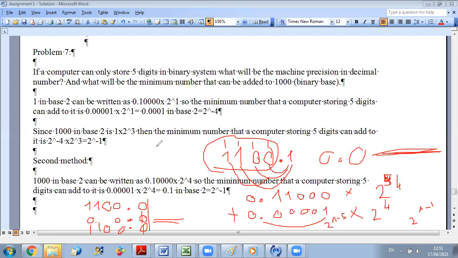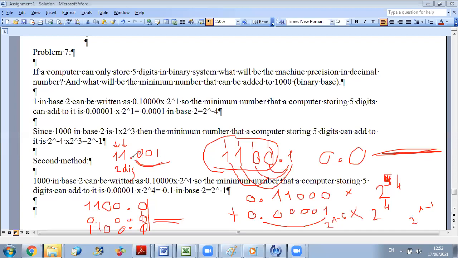Sorry, we can do it directly. Now, if you tell me 11, and it can store 5 digits, then how many digits remain? If it is 11, you can put it like this: 11.001, because the 11 already takes 2 digits, so after the dot I have 3 digits left. That means the minimum number I can add is 0.001. I just have a maximum of 3 digits after the dot.